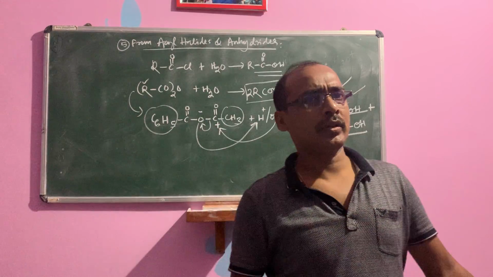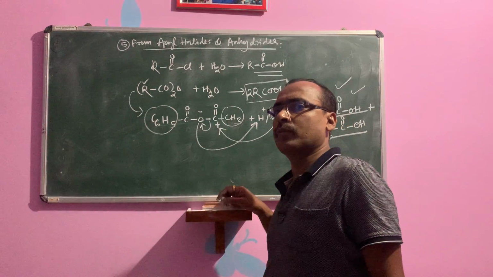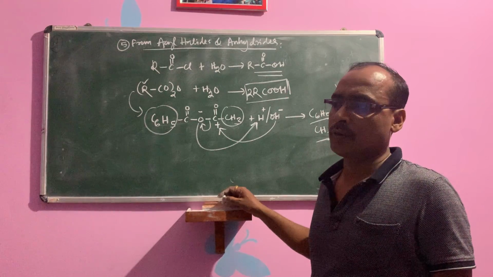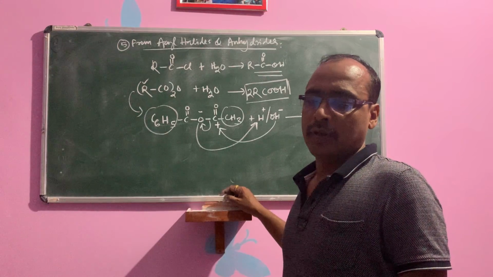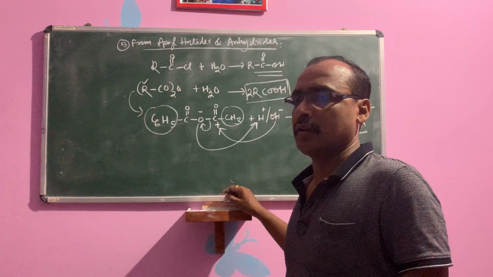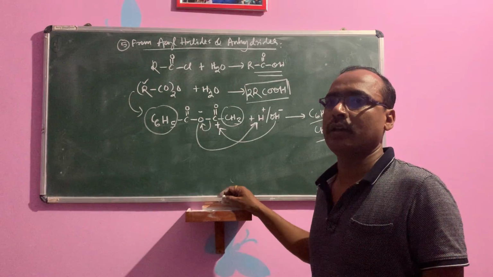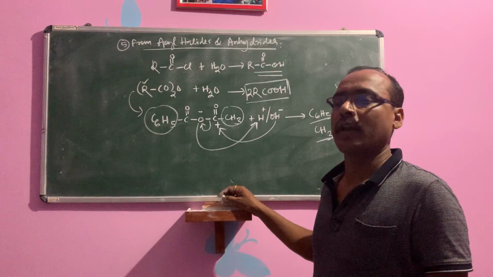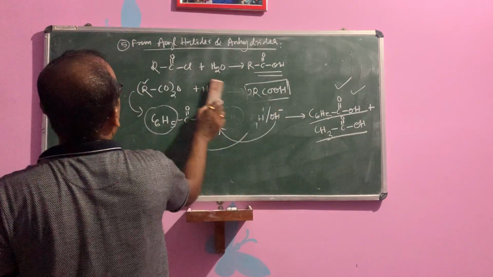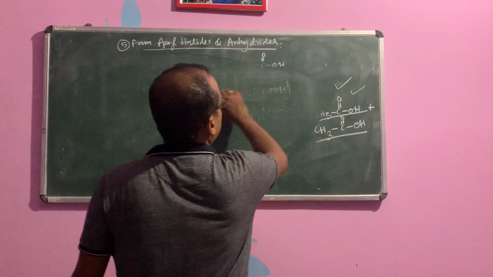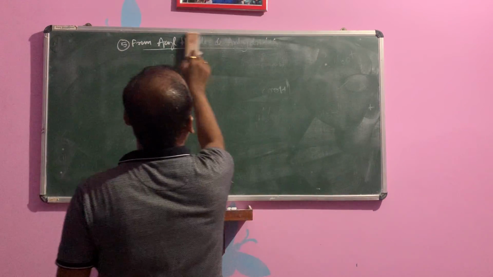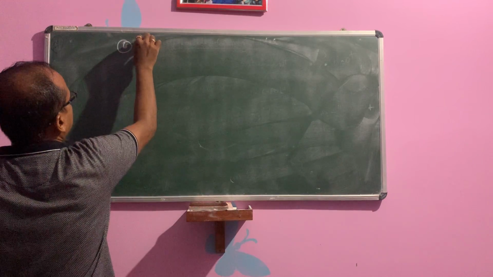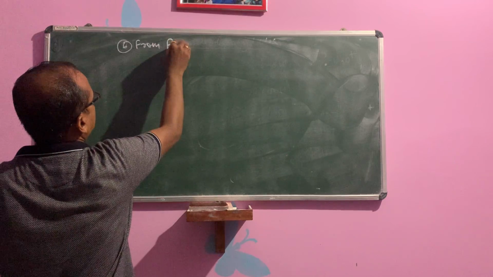So next one is from ester. In the previous class, in class 10 also, we have read that when an ester is treated with acid it forms carboxylic acid and alcohol. If an ester is treated with a base, you can take alkali, that is sodium hydroxide, then it will form sodium carboxylate and alcohol. Okay, children, this is from ester, the sixth preparation.